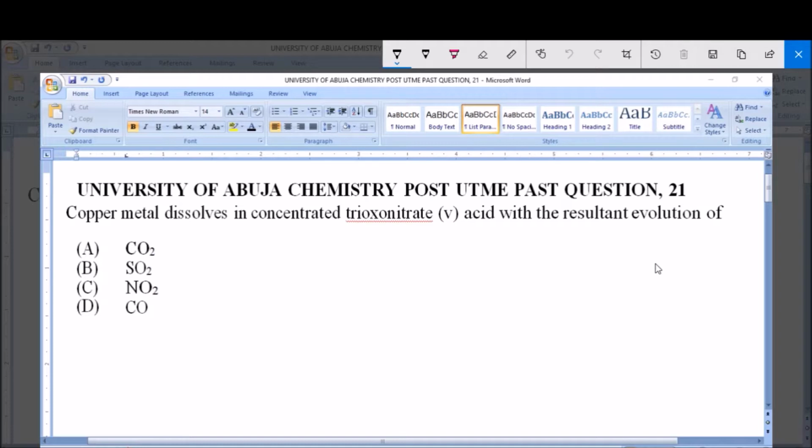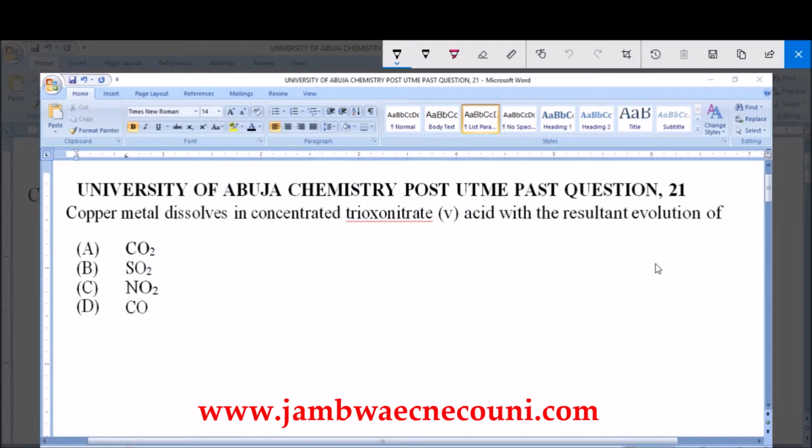Today we'll be dealing with University of Abuja Chemistry Post UTME past question 21. Copper metal dissolves in concentrated trioxonitrate(V) acid with the resultant evolution of A. CO2, carbon dioxide, sulfur dioxide, SO2, we have NO2, and we have CO. So which of them is the correct option?